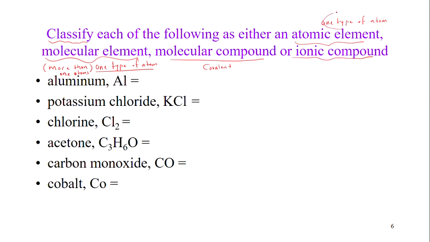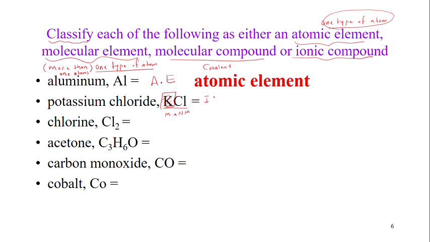Aluminum, we have only one type of atom, only one type. So we call that atomic element. Potassium chloride, KCl, we look at the first part, potassium, so metal, non-metal, so we call that ionic compound. Here we have Cl2, we have Cl repeated twice. One type of atom repeated more than one atom. So we call that molecular elements.